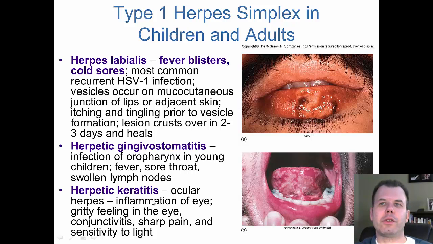Now, another one that can occur is keratitis, which again is ocular herpes, and this can occur where you get inflammation of the eye, a gritty feeling, it can cause conjunctivitis, pink eye, sharp pain, sensitivity to light, and could lead to vision loss if not treated. It can cause some damage again to the skin and the eyelid and can be pretty nasty. A lot of oozing and pus formation in the eye area, obviously something that you don't really want, and so you'd take an antiviral to help treat the symptoms. It's never going to cure it, but it's going to help it progress a lot faster, so you don't have to suffer through the symptoms as long.